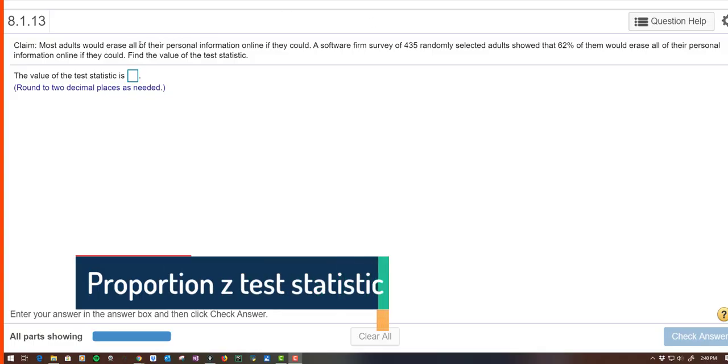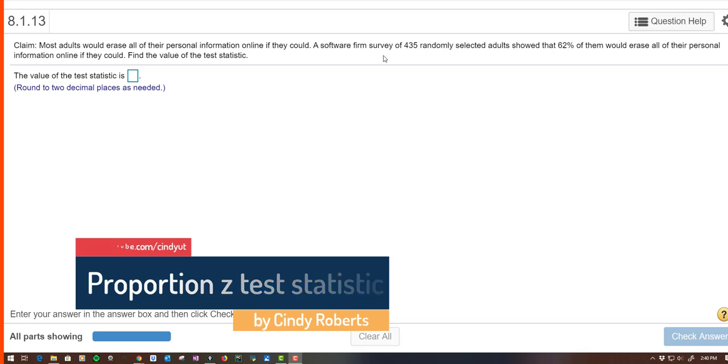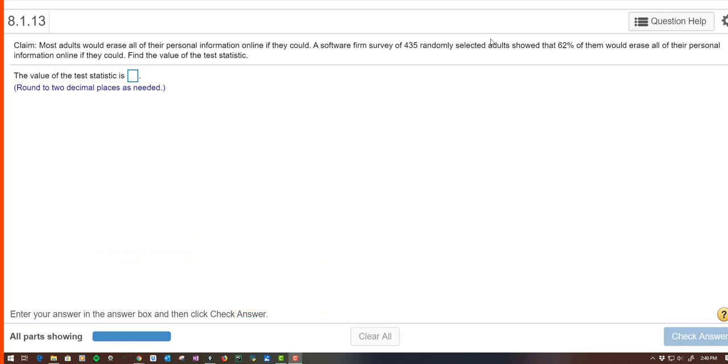All right, it says most adults would erase all of their personal information online if they could. A software firm survey of 435 randomly selected adults showed that 62%, that right there tells me this is a proportion, would erase all of their personal information online if they could. Find the value of the test statistic.